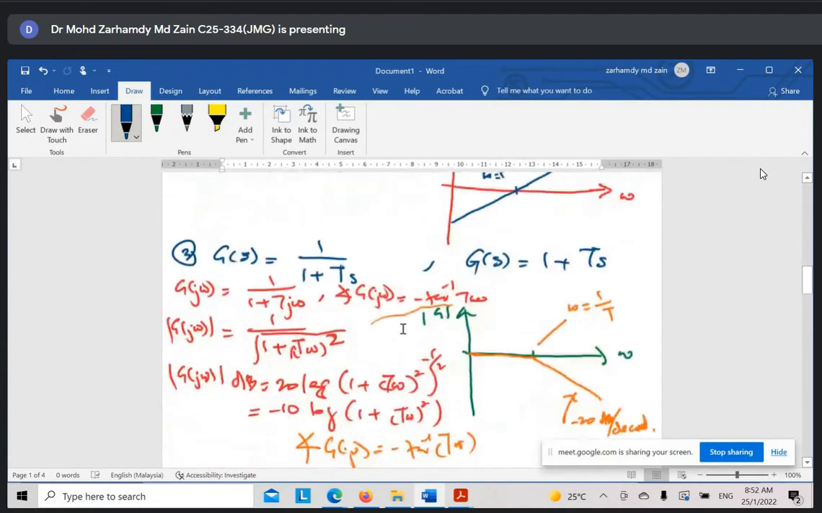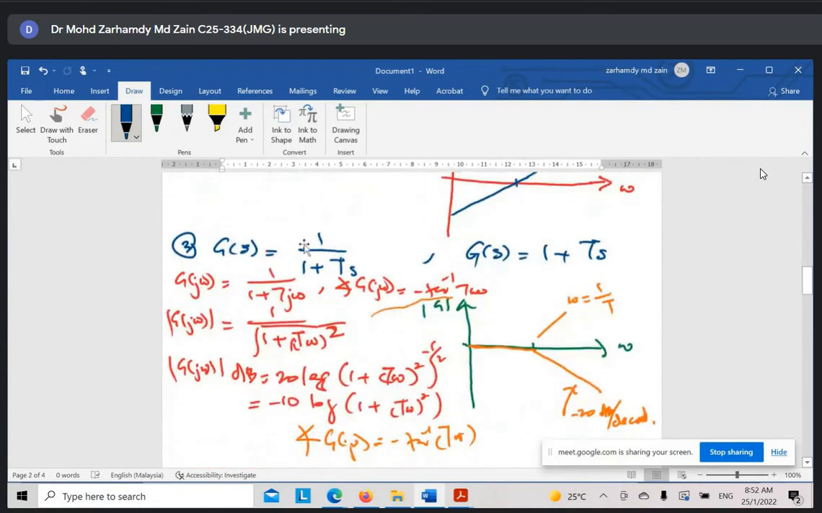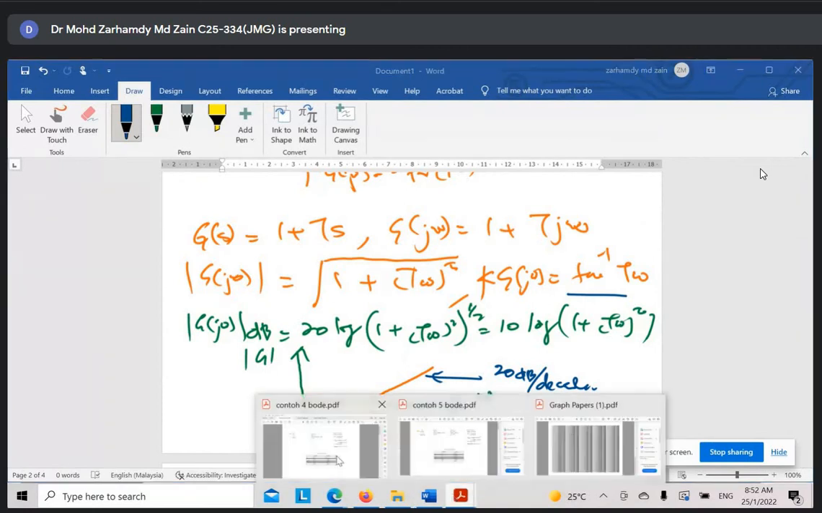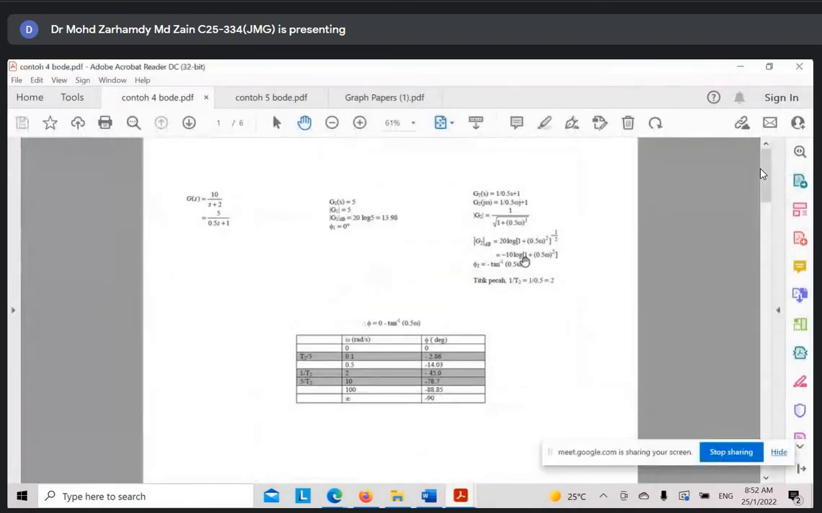Jadi bila ada keadaan selalu yang akan ada macam ni. So yang kita belajar tadi tu lah, 1 over 1 campur S. So bila titik pecah je kita akan ambil nilai 1/T ni. Kalau 1/(1 campur TS), dia akan ke bawah, maksudnya dia akan negatif. Kalau 1 campur TS, dia akan ke atas. Tapi titik pecah dia tetap 1/T. Boleh? Boleh doktor, boleh. Okey, baik.